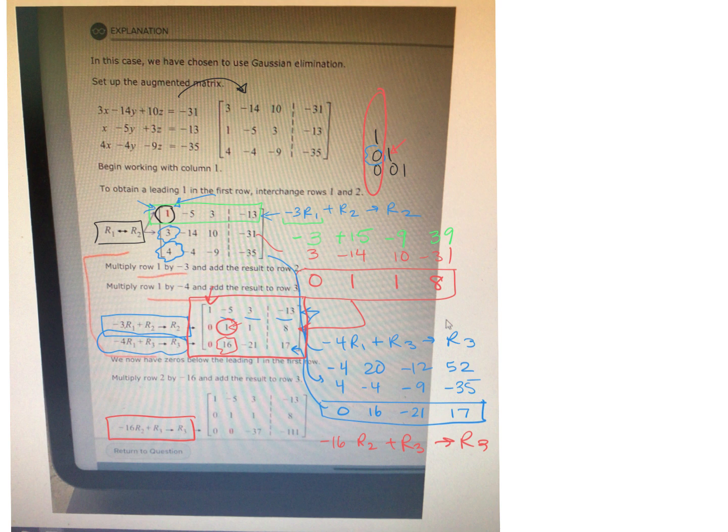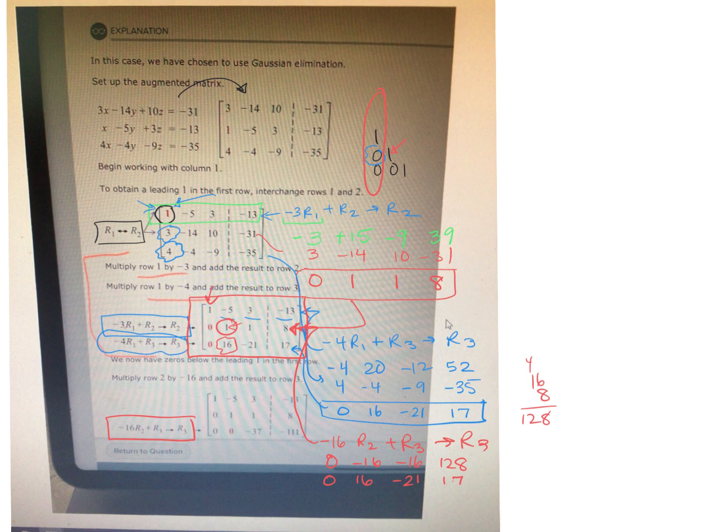So -16 times row 2. So I'm looking, sorry for all the arrows. We're looking at that row 2. -16 times it would be 0, -16, -16. And then we have 16 times 8. Don't know that one off the top of my head here. That's 48. 8 plus 4 is 12, 128. Then we put row 3 right below it. That's 0, +16, -21, and then +17.